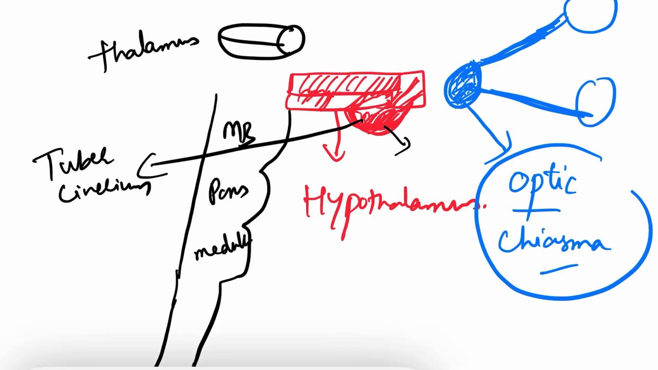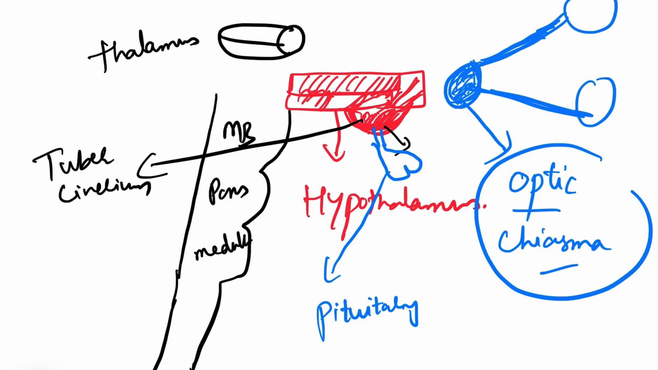So this tuber cinereum is continuous with the infundibulum and the pituitary gland. So the pituitary gland will be present here. This is roughly the pituitary gland, okay. So these are the relationships of the hypothalamus.